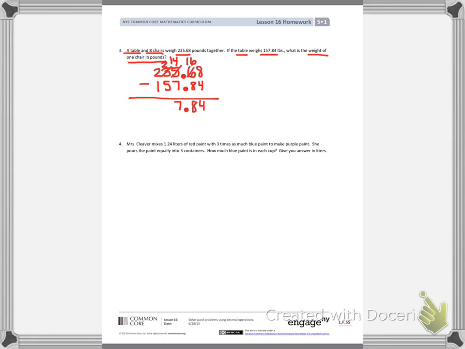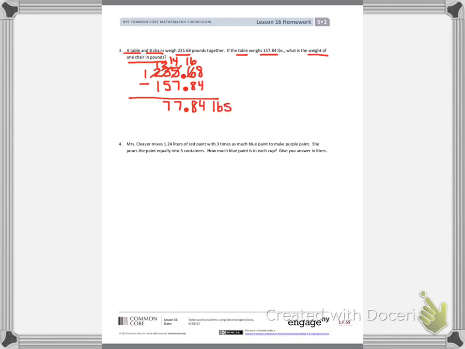We can't do 2 minus 5, so we need to borrow again. Change the 2 into a 1 and add 10, and it becomes a 12. 12 minus 5 is 7. And 1 minus 1 is 0. So the weight left over for the 8 chairs is 77 and 84 hundredths pounds.